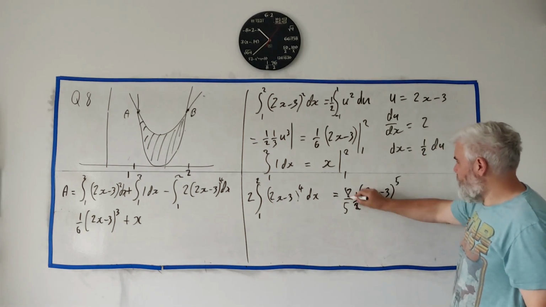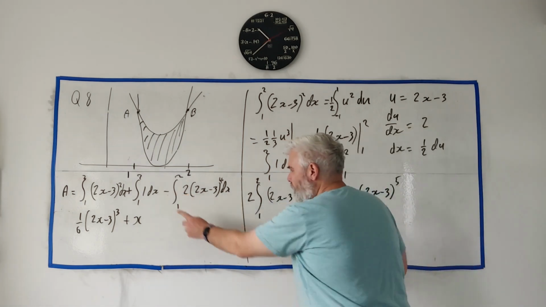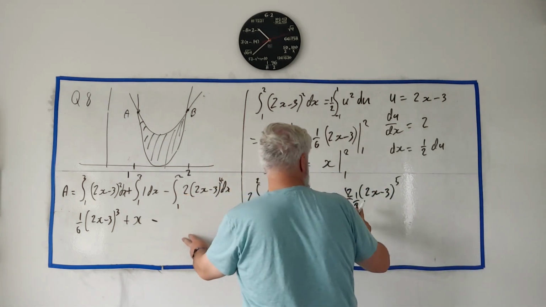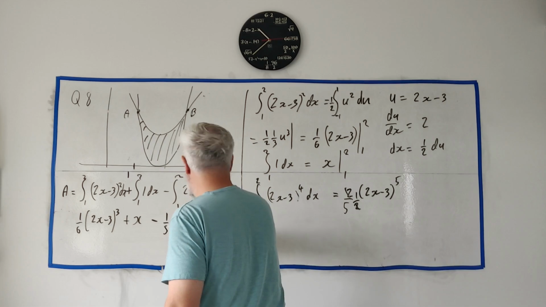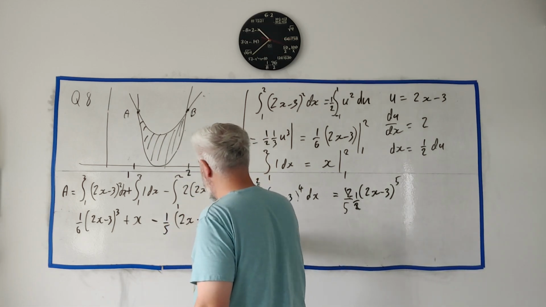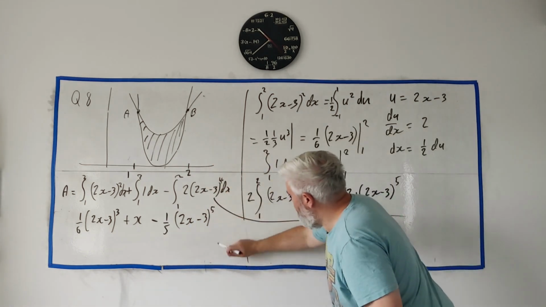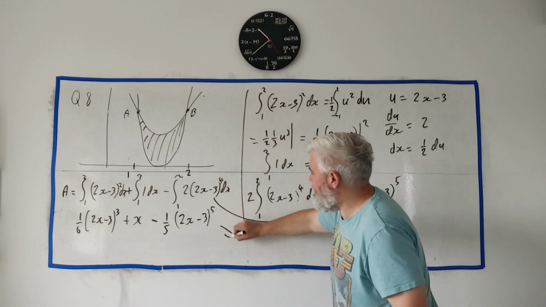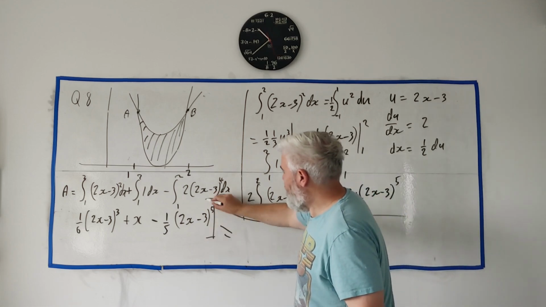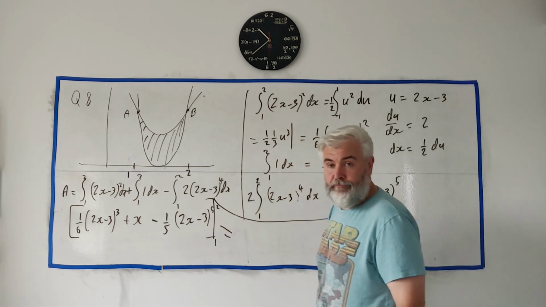Okay, I'll clean this up. The 2's cancel and I'll put it in over here. Remember, this is a minus all along. So we'll put a minus in. Minus 1 over 5, 2x minus 3 to the power of 5. Let's continue this in over here, because this is all evaluated. Put a bracket around it. It's all evaluated between 1 and 2.